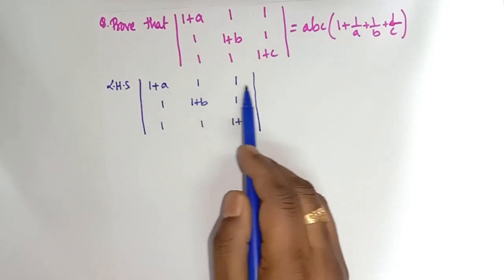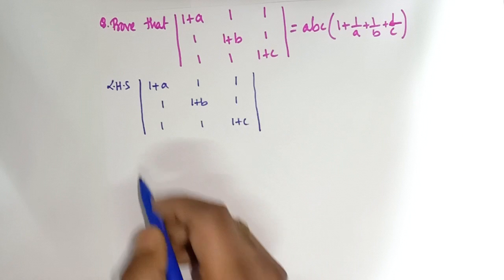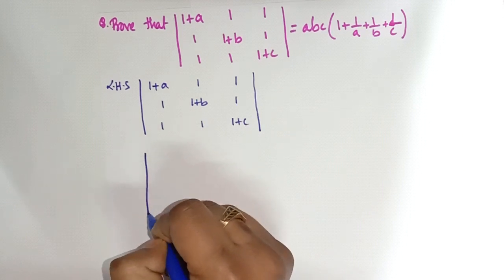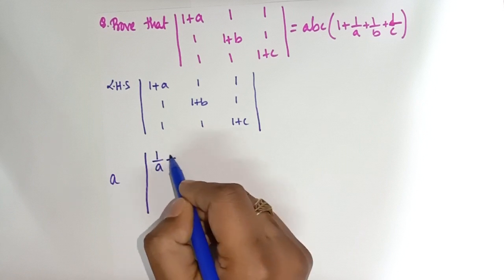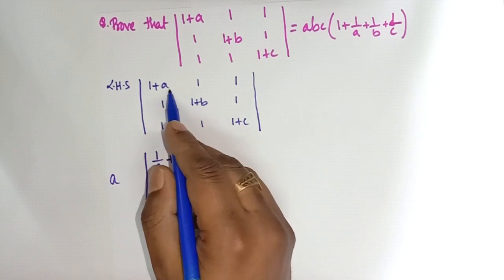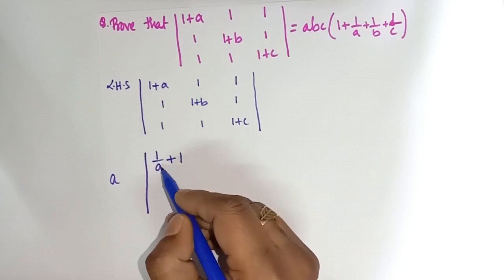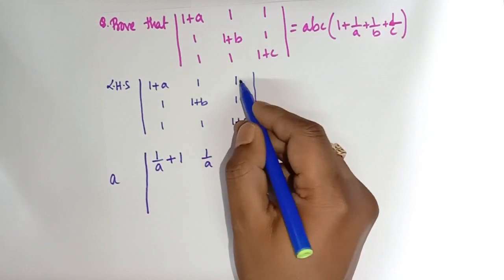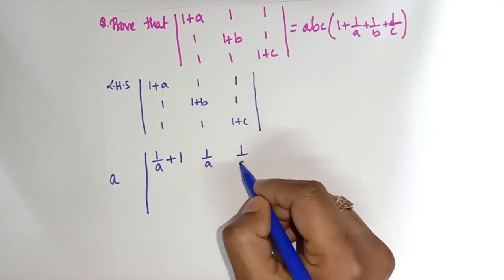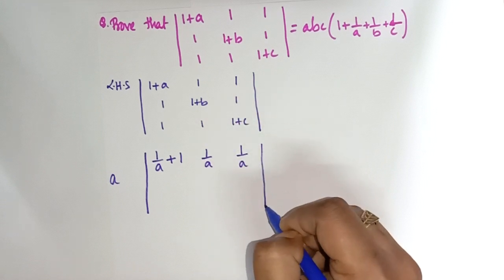Now what I'll do is I'll take common A from row 1. When I take common A, A will be outside. So what will be this? 1 by A plus 1. This I'm taking common, so there is no A, so it will be 1 by A. This side also A is not there, so it will be 1 by A. This side also it will be 1 by A. Okay, so now what we will do?